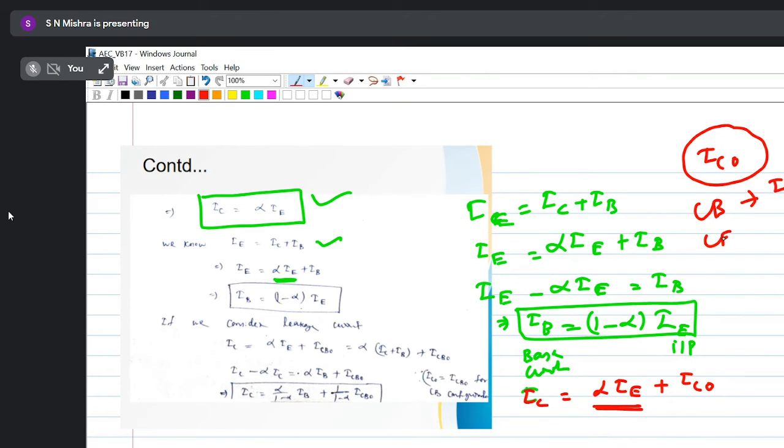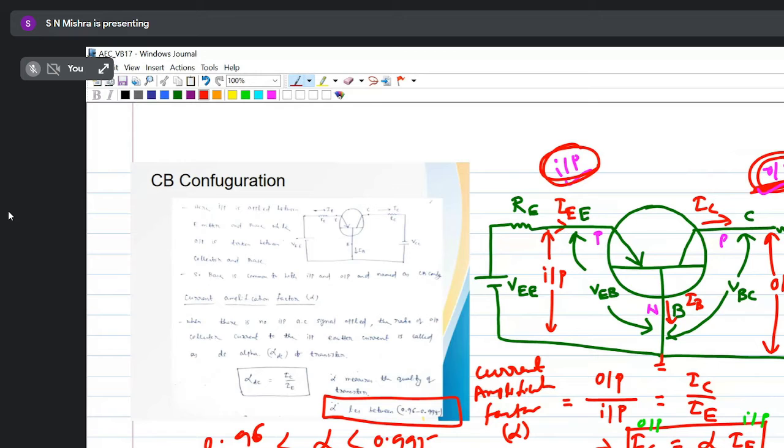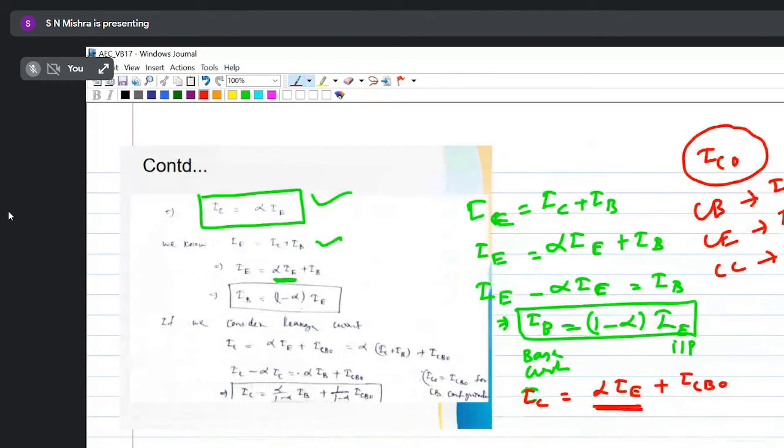For common emitter, it is denoted as ICEO. For common collector, it is denoted as ICCO. For different configurations, the leakage current name is changed to identify them: common base, ICBO; common emitter, ICEO; common collector, ICCO. So here, in place of ICO, I'll write ICBO because this is common base configuration, right? So that's why I'm writing here ICBO.